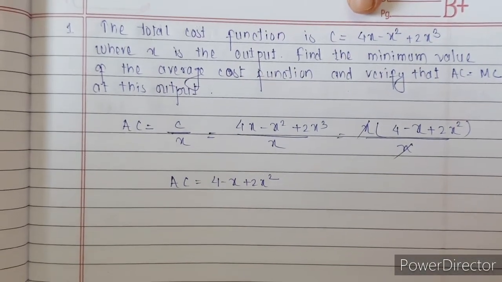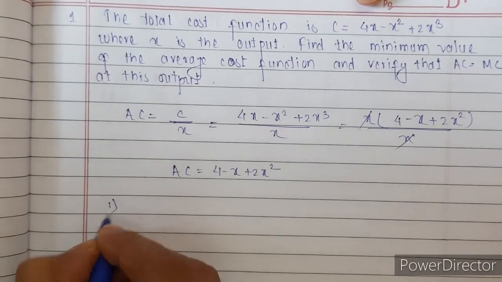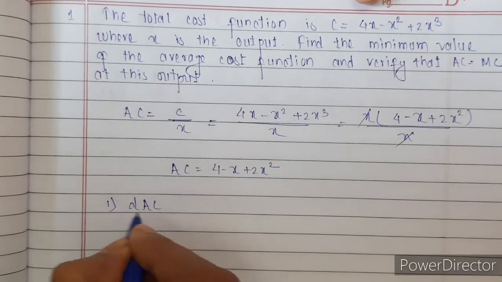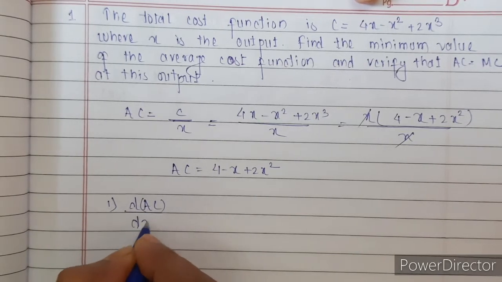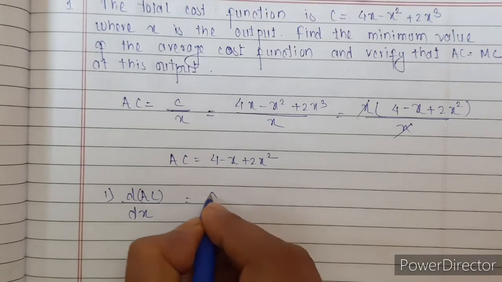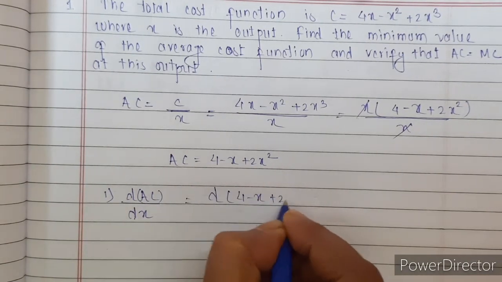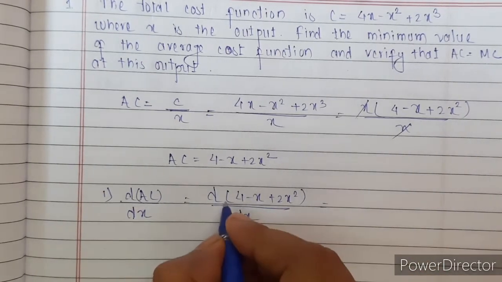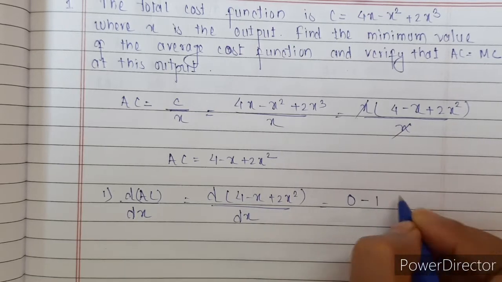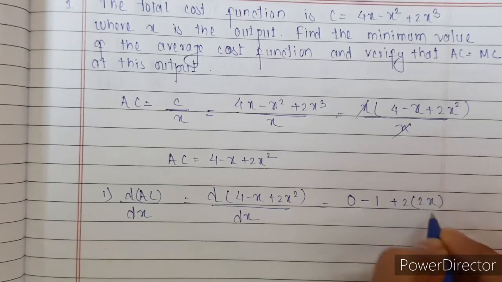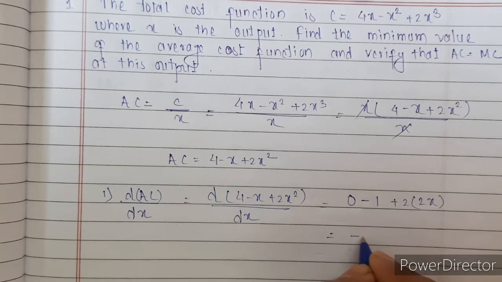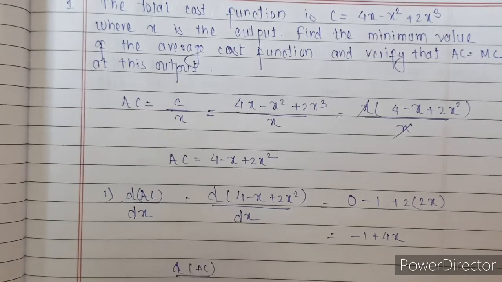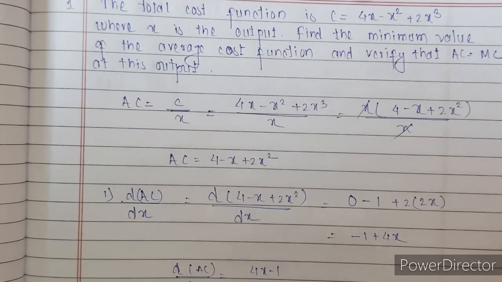Now we have to find minimum average cost. The first step is we have to find the derivative of average cost. So the derivative of average cost with respect to output, that is x. So the derivative of 4 minus x plus 2x square. The derivative of 4 is 0, the derivative of x is 1, 2 is a constant, the derivative of x square is 2x. So what we are getting here is minus 1 plus 4x. So the derivative of average cost with respect to x is 4x minus 1.